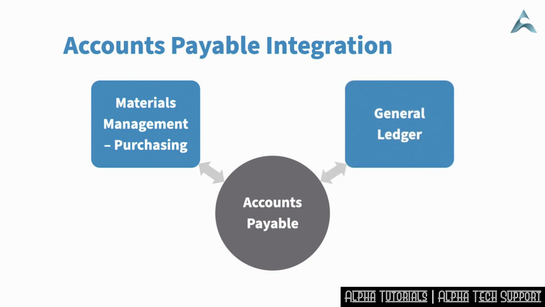Information from these transactions flows automatically into Accounts Payable. For example, a goods receipt in the purchasing area automatically updates the supplier's account balance in Accounts Payable. Accounts Payable also integrates with the general ledger via reconciliation accounts.